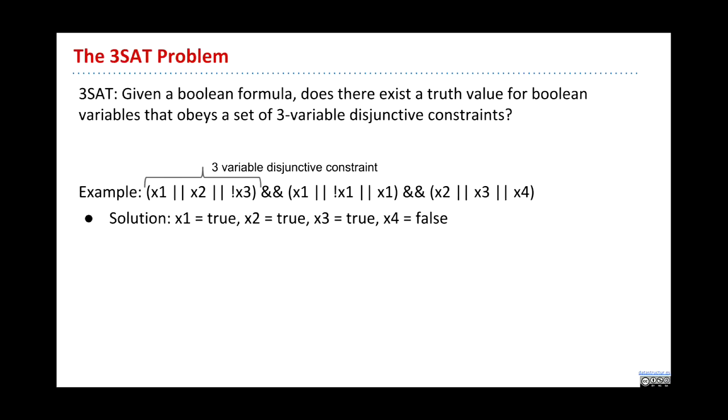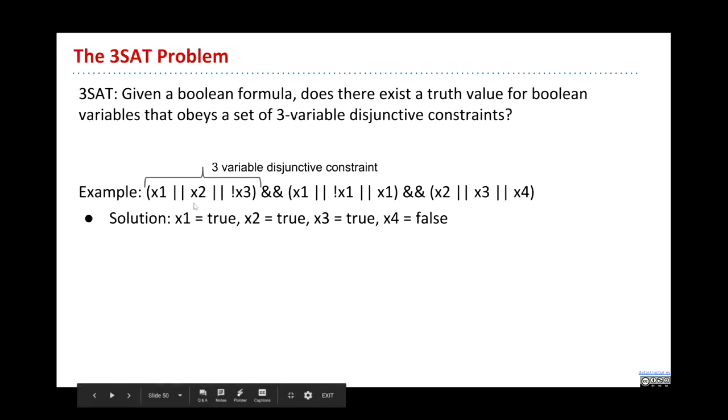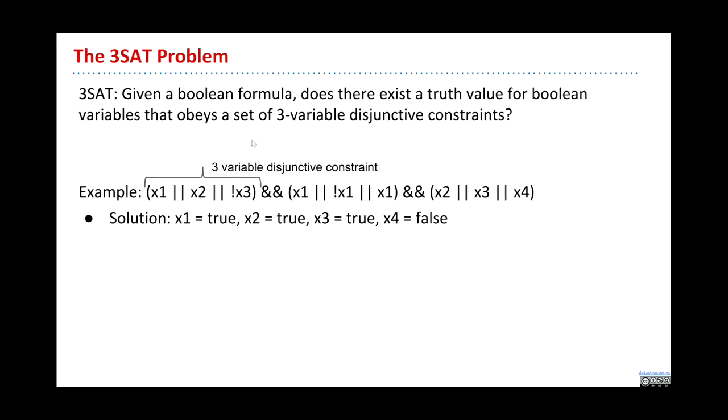Okay? So 3-SAT is another problem which says, hey, I'm given a Boolean formula. So does there exist a truth value that you can assign to each of the Booleans so that everything ends up being true? And 3-SAT refers to the fact that the equation is always going to be 3-variable OR statements. So x1 or x2 or not x3. And I'm going to AND a bunch of those. These are known as disjunctive constraints. So for example, if I say x1 is true, what will x1 or x2 or not x3 be? It'll be true. So that one's true because of x1. This one's true also because of x1. This one's true because x2 is true. So there are many possible ways to satisfy this equation.